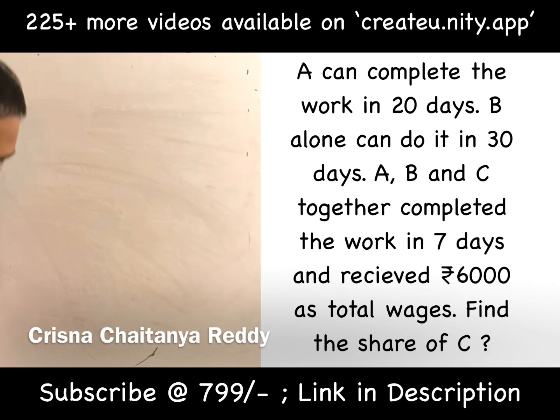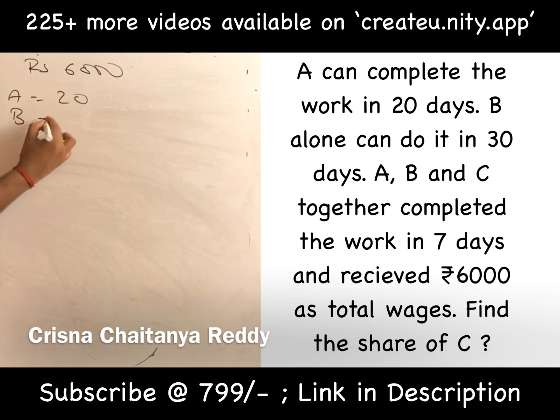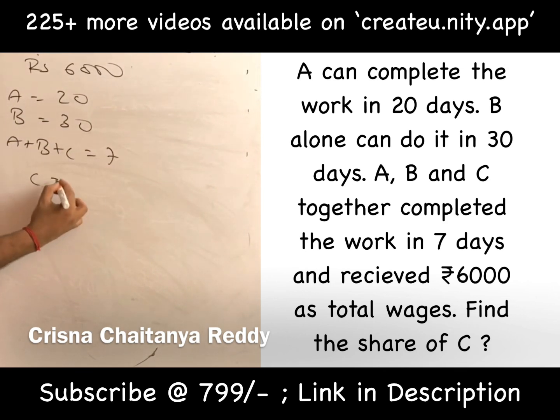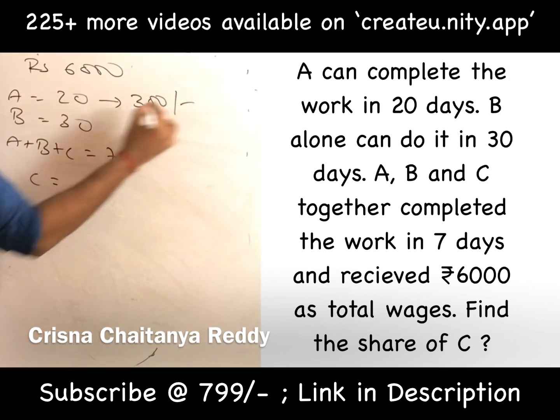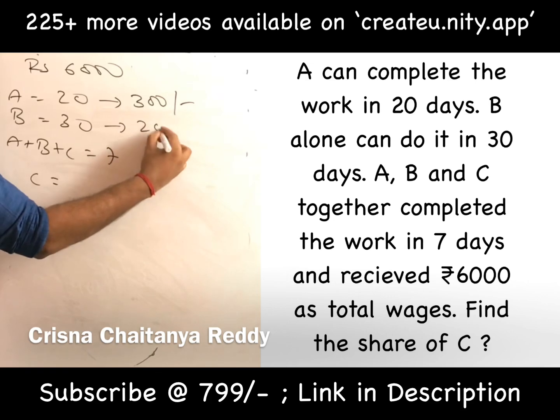Total work is costing 6,000 rupees. A is working for 20 days, B is working for 30 days and A, B and C are working for 7 days. C, I do not know how many days and even that is not asked, so don't worry about it. 20 days 6,000 rupees, per day 300. 30 days 6,000 rupees, per day 200.